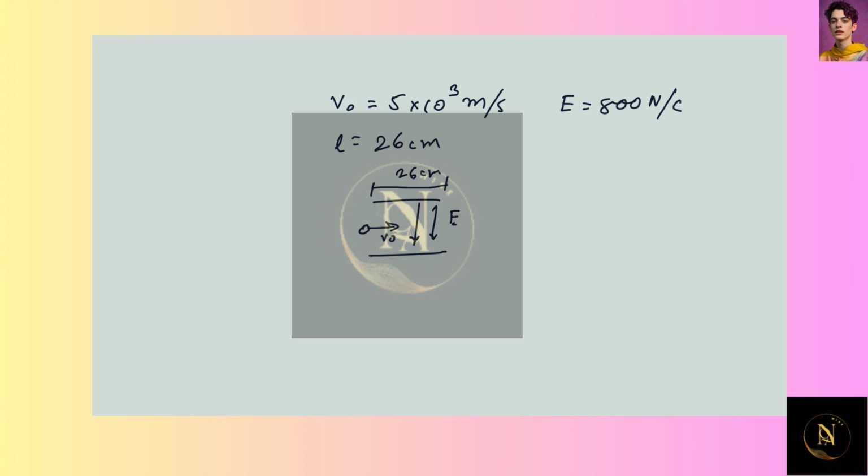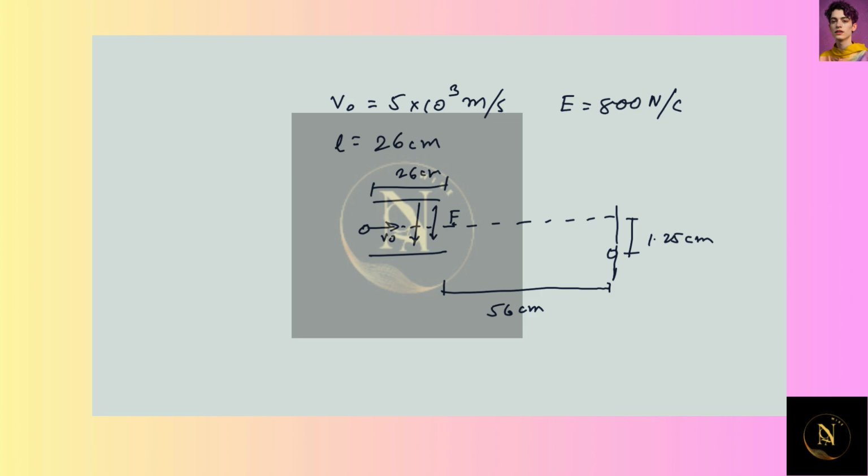The separation between the plates is large enough for the object to pass between them without hitting the lower plate. After passing through the field region, the object is deflected downwards by a vertical distance d, which is 1.25 centimeters. So this is the straight path, and here it has been deflected by 1.25 centimeters. The collecting plate is 56 centimeters from the edge of the parallel plates, so this distance is 56 centimeters. Now you have to calculate the object's charge to mass ratio.